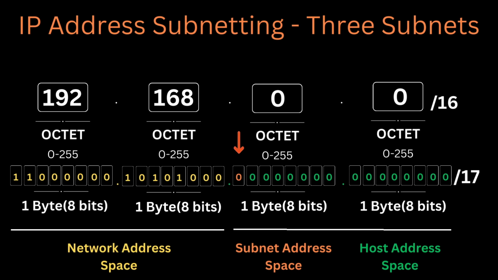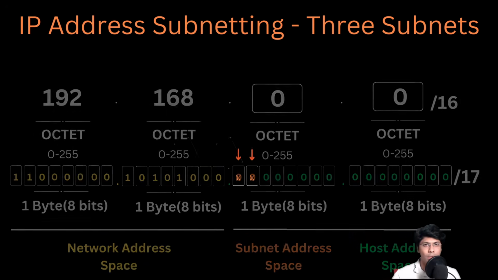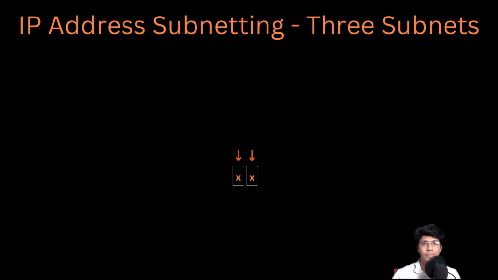But 2 bits can represent 3 or even 4 subnets, as 2 raised to the power 2 equals 4. But we need 3 only. So we have 2 bits for our subnet address space. The 4 possible combinations are 00, 01, 10 and 11. Good. But we need 3 only, and that too 1 big subnet and 2 small subnets.